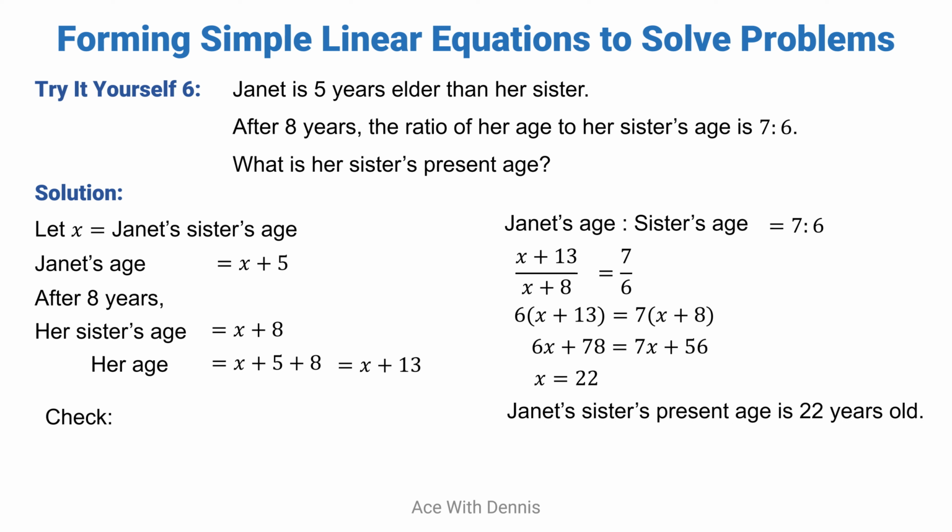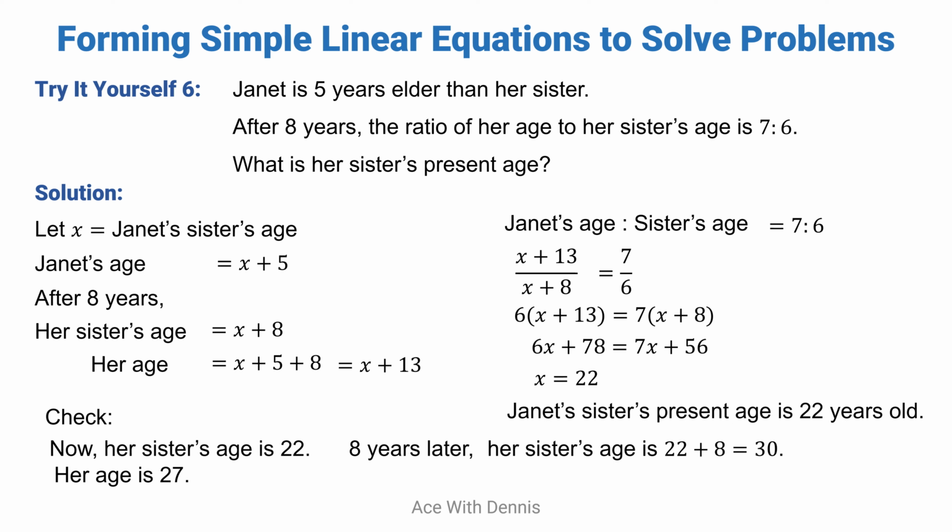Now let's check the answer. So now her sister's age is 22, then her age is 27, as we can add 22 plus 5, we get 27. 8 years later, her sister's age will be 30. Her age is 32. Now let's form the ratio 32 to 30. Simplify, we get 7 to 6. Hence, the answer is correct.